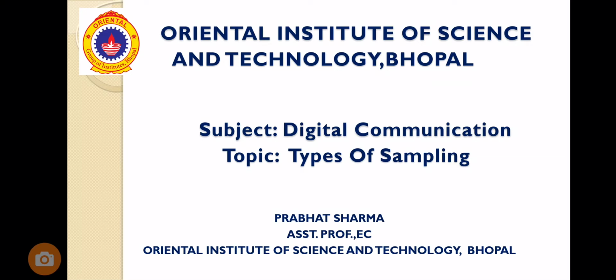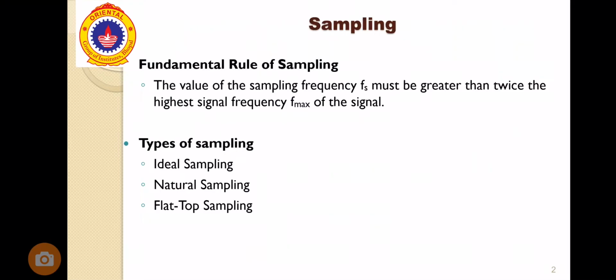Today my lecture topic is Types of Sampling. This topic comes under the subject Digital Communication. Sampling: according to the sampling theorem, Fs must be greater than twice the highest signal frequency Fmax of the signal. There are three types of sampling: ideal sampling, natural sampling, and flat top sampling. Natural sampling and flat top sampling come under practical sampling.